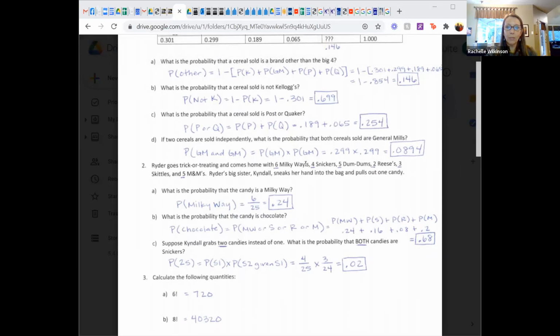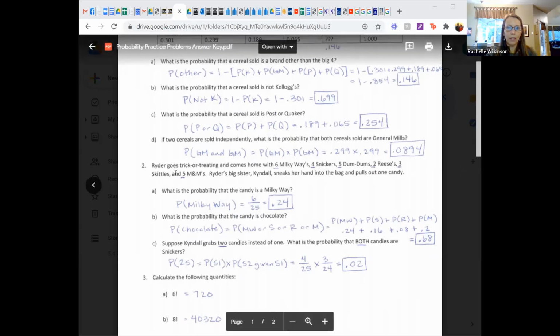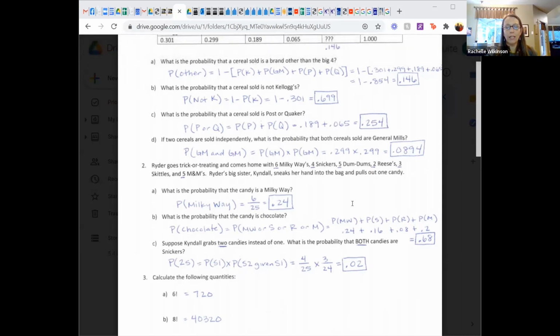Well, if you add those numbers, 6, 4, 5, 2, 3, and 5, then you end up with 25. So there's 25 total candies in the bag. 6 of them were Milky Way. So the probability of Milky Way would be 6 out of 25, which is 0.24.